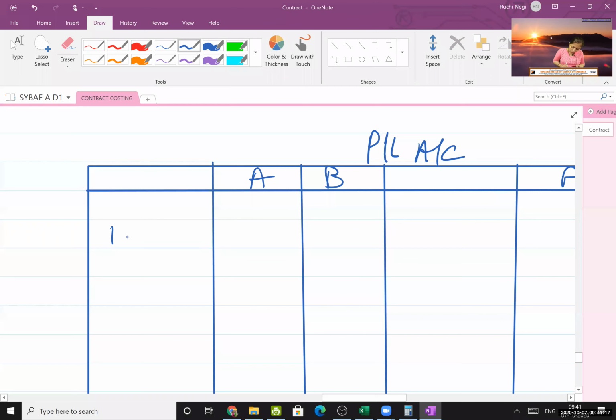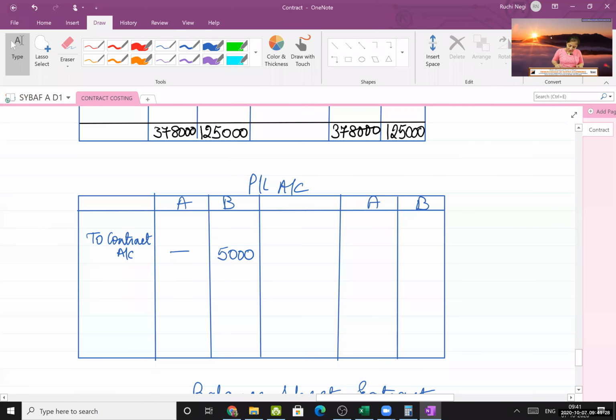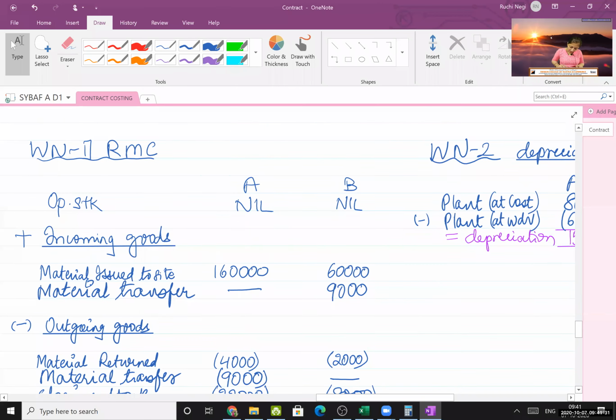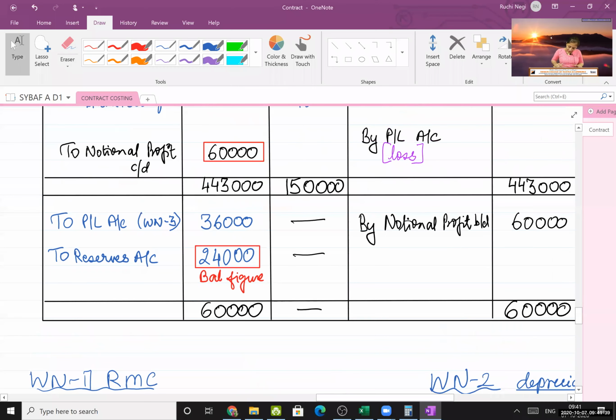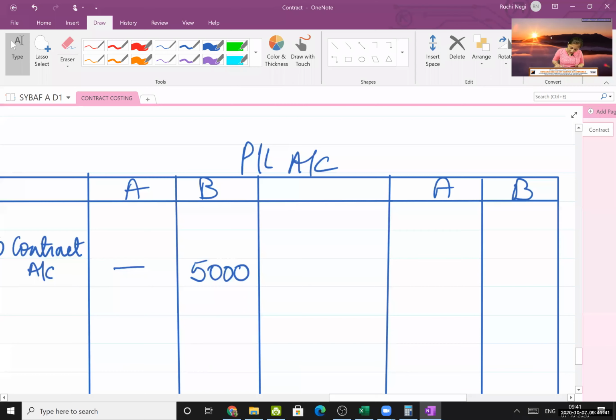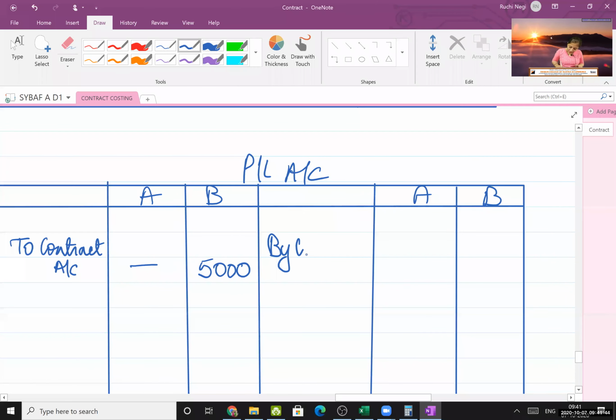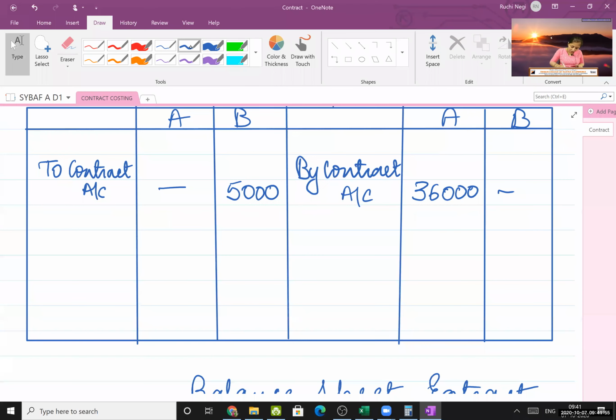To what do you write? Contract account. It's a contract account made, right? To contract account, there was a loss of 5,000. And this 36,000 will also go to the P&L account. It's a profit, so it comes on this side. By contract account, here 36,000. Then close this ledger.